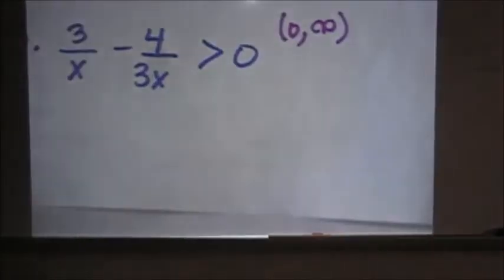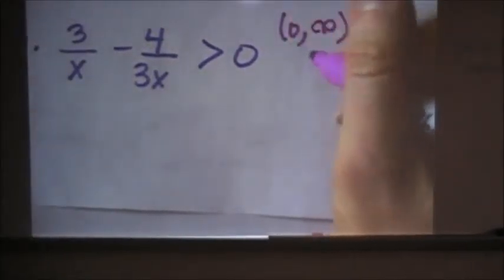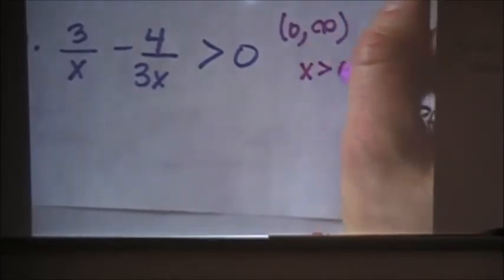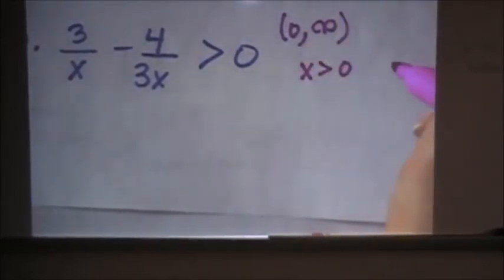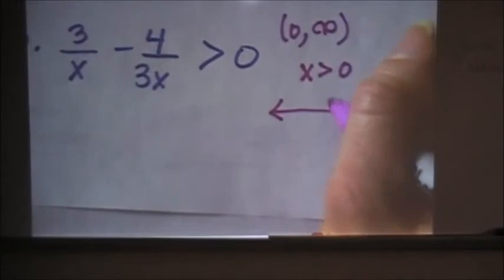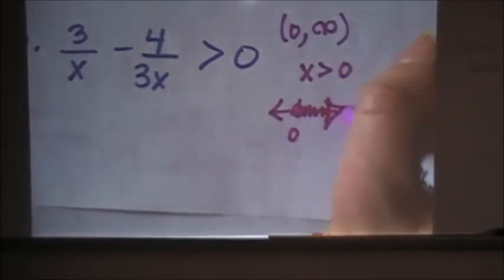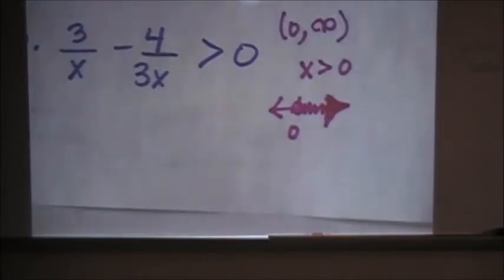That's in interval notation. If I was going to write this in algebraic notation, I would write x is greater than 0, because that would indicate it's going all the way to infinity. Or if I'm doing a number line, I would put 0, open dot, and shade the arrowhead also, because it's going all the way to infinity. So that's how you find rational inequalities using your calculator.